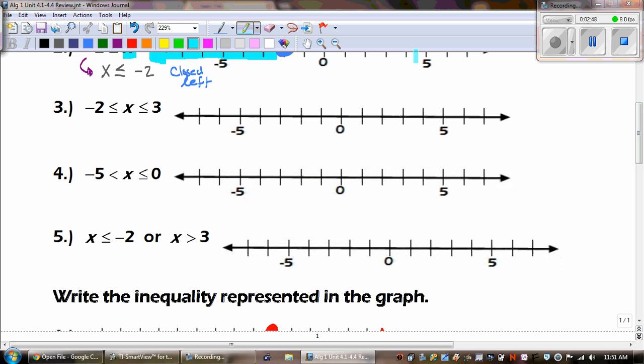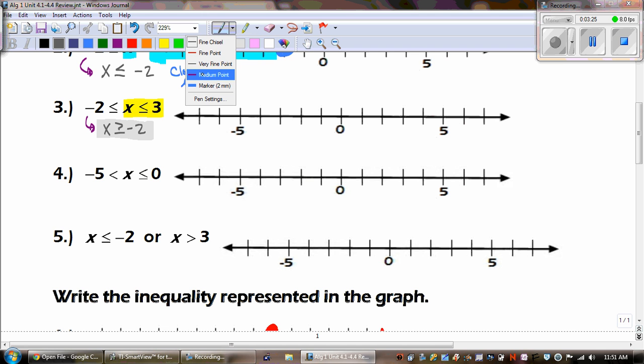All right, number 3. Number 3, we have 2 different inequalities, okay? So there's my first one, x is less than or equal to 3. But then we also have the -2 one. So what I'm going to do is I'm going to rewrite that one real quick. And we have x, we have -2, and it's pointing at the -2. So I'm going to make sure it stays pointing at the -2. So those are the 2 inequalities that we're going to graph.